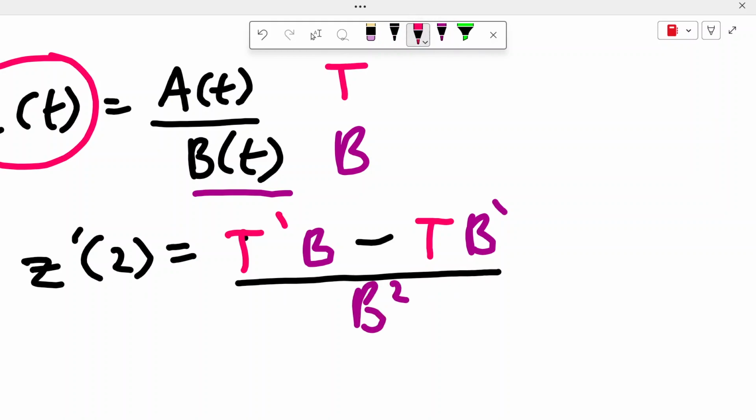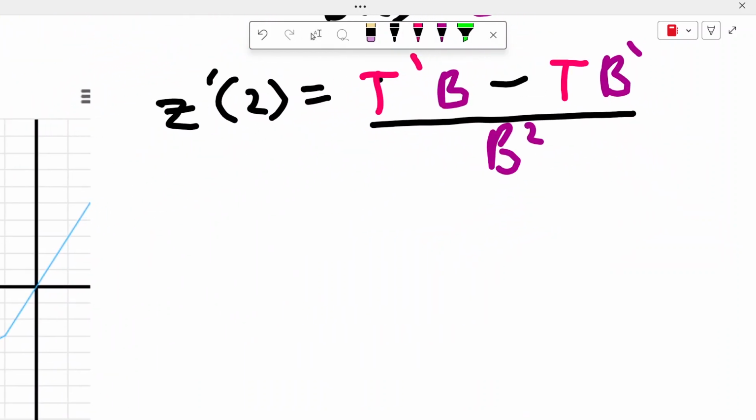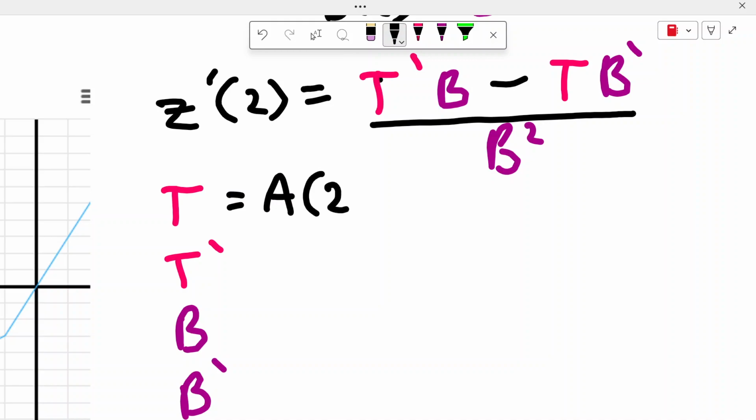Okay, so we have to set it out correctly, otherwise we're likely to make mistakes and lose marks. So what you want to do is figure out the top, the top differentiated, the bottom, and the bottom differentiated. So the top one is just a at 2, and that next one is a prime at 2. So let's have a look.